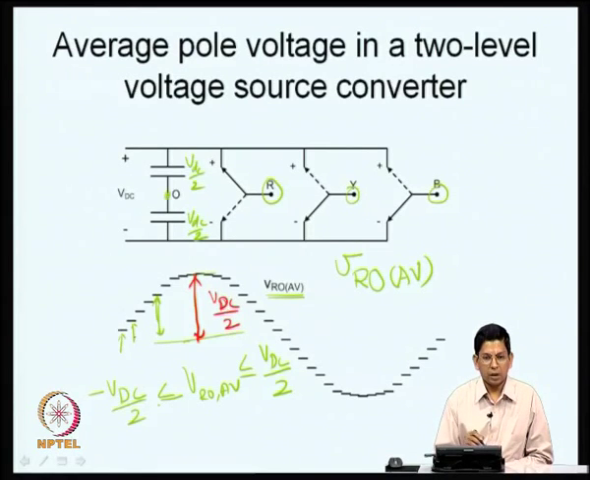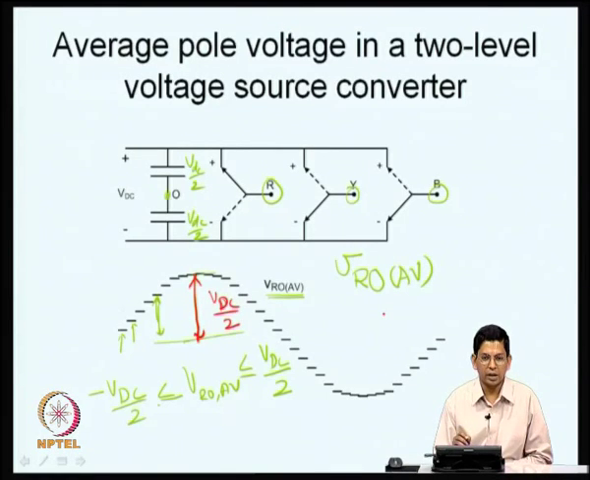What I am trying to say is the pole voltage is controlled in such a fashion that its average value, averaged over a switching cycle, varies in a sinusoidal fashion, and you can control it in such a fashion that the peak value of the sinusoid is VDC by 2. So, this is the highest amplitude of average sinusoid that you can produce.